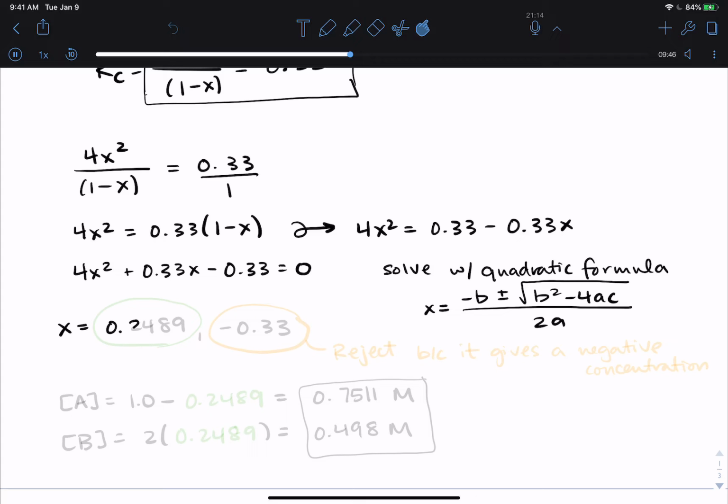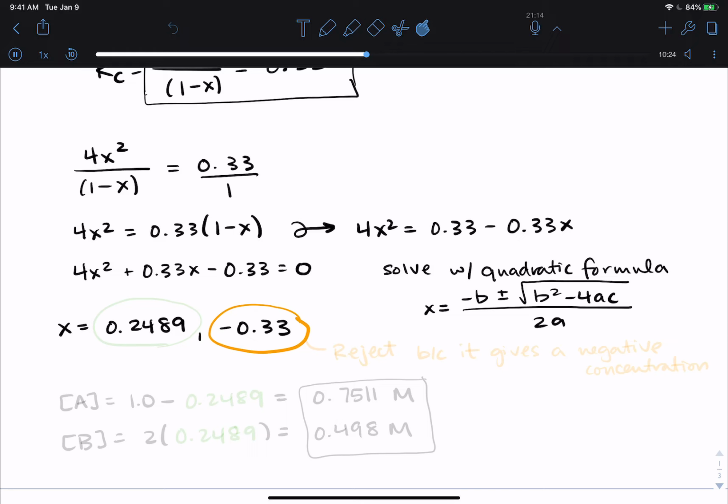So I get 0.2489, and I get negative 0.33. In this case, one of these answers will be very obviously wrong. In some cases, you may need to plug these back into the equilibrium row to figure out which one is wrong. Now, if you get a negative value, you can almost always reject that automatically because it means it would try to make the reaction move in the opposite direction that you have already predicted.